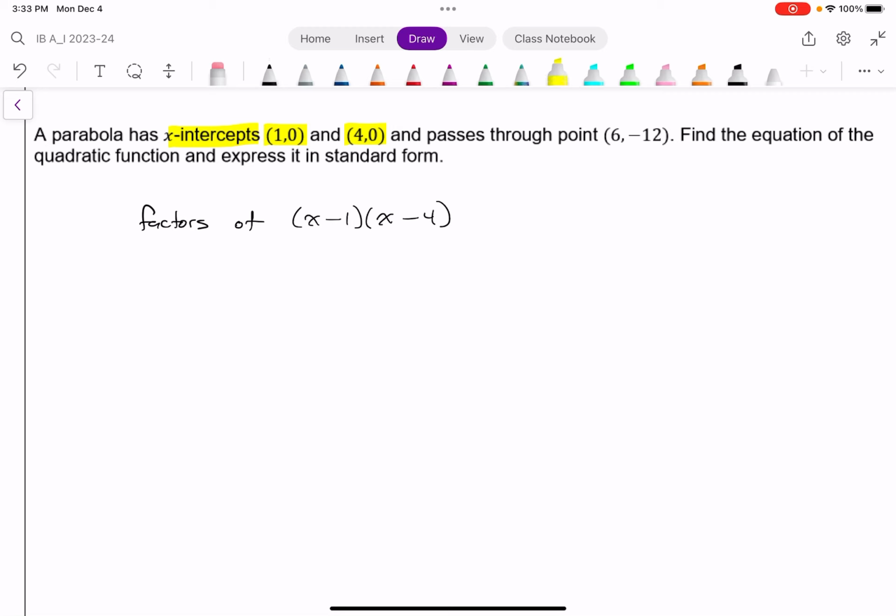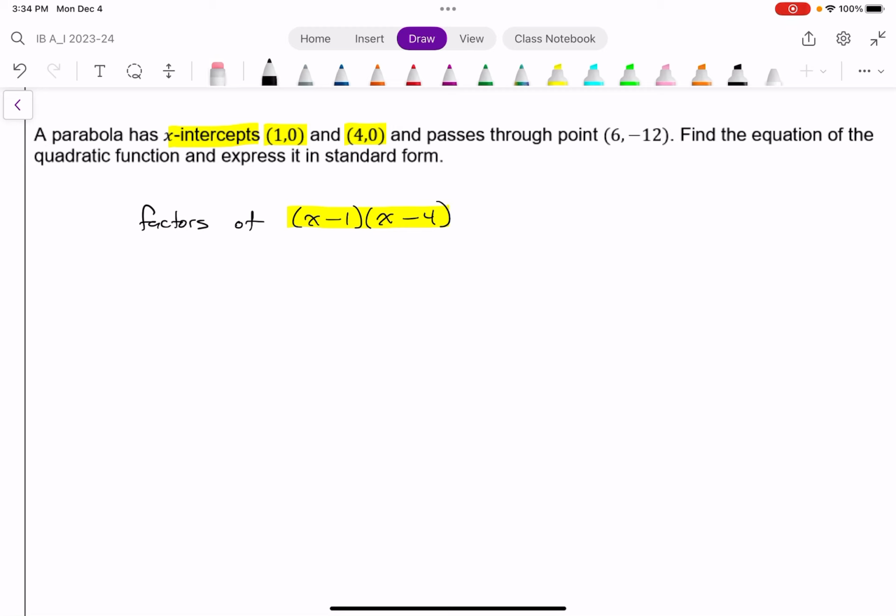Those must be factors. However, I can't assume that's everything, because to be a quadratic function, it could still have some sort of coefficient at the front here, some sort of a value. There can't be another x. If I'm multiplying by another x, then I get a cubic function, at some point x to the power of 3. So I know it has factors of x minus 1 times x minus 4.